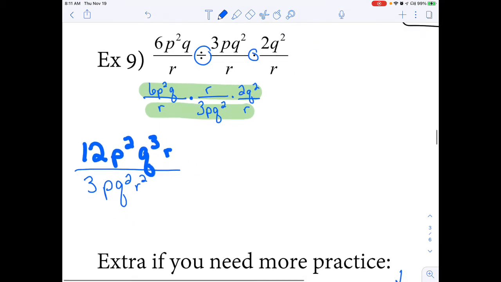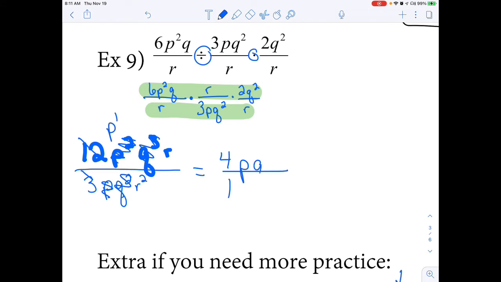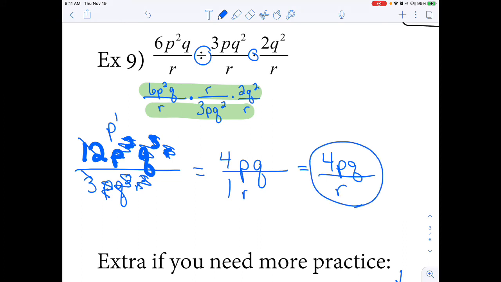Now, you should be able to see that 12 divides by 3 to give you 4 over 1. This p squared cancels with this p, and you're left with a single p on the top. This q cubed cancels with this q squared, and you're left with a single q on the top. And this r cancels with this r squared, and you have a single r on the bottom. So the final answer would be 4pq over r because the 1 is implied.